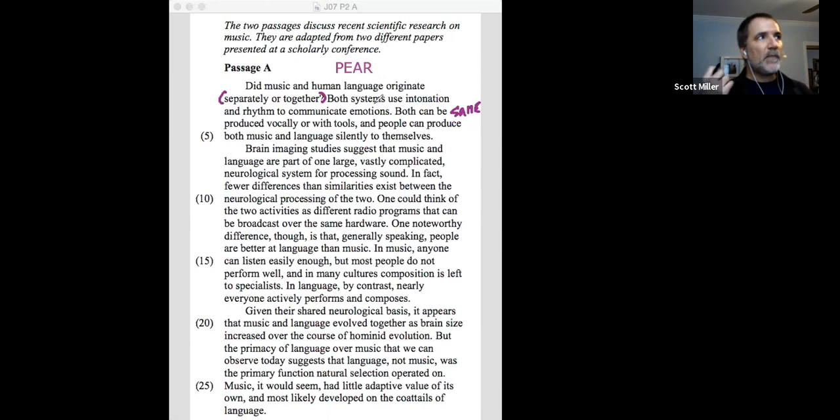Then, it kind of keeps you interested. It gets you curious and thinking about, am I right or am I wrong? What is going to happen when I read this next paragraph?